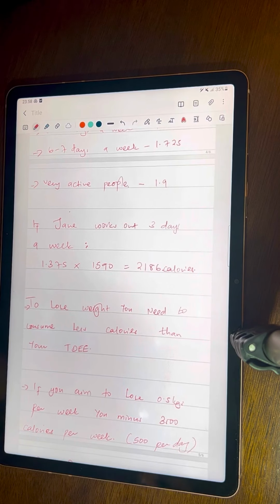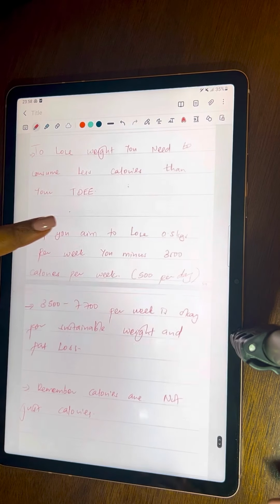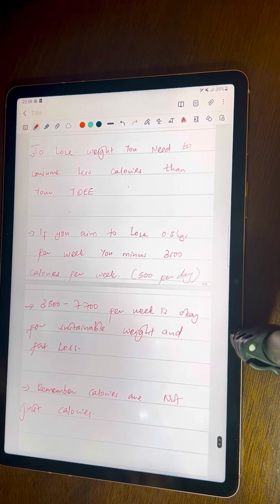You need to understand, for you to lose half a kg per week, you need to minus 3,500 calories for the entire week. So basically that's just 500 calories every day. If you need to lose 1 kg a week, then you need to minus roughly 7,700 calories for the entire week. So basically you're minusing something close to 1,000 calories every day.